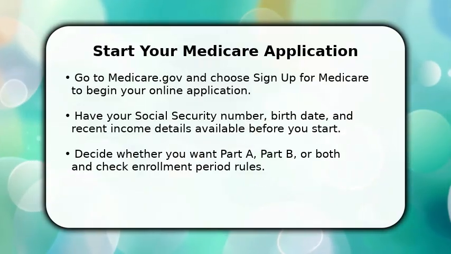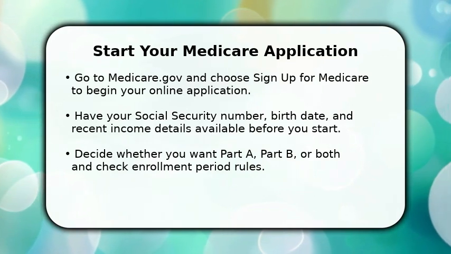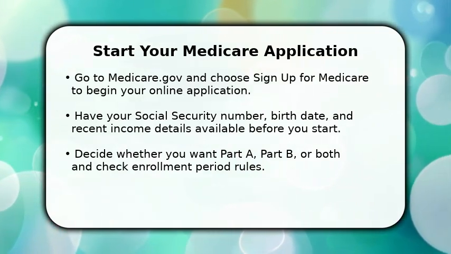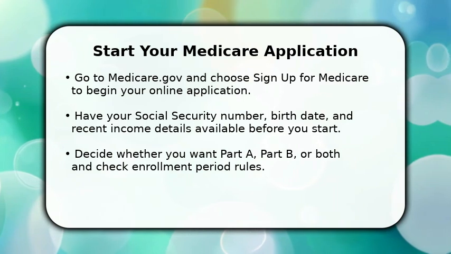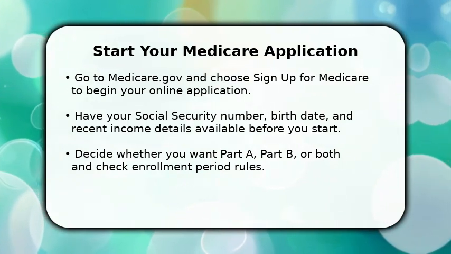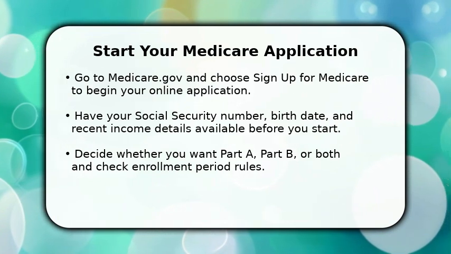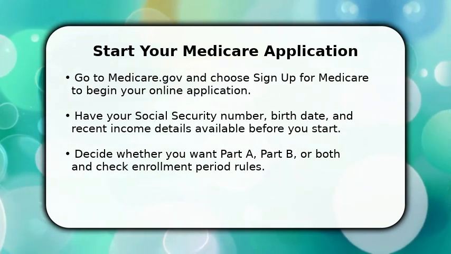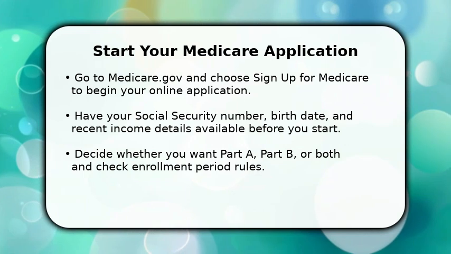In this video, I will explain how to apply for Medicare online. Go to Medicare.gov, create or sign into your My Medicare account, then click Sign Up for Medicare and follow the prompts. Have your Social Security number, birth date, and recent income details ready.